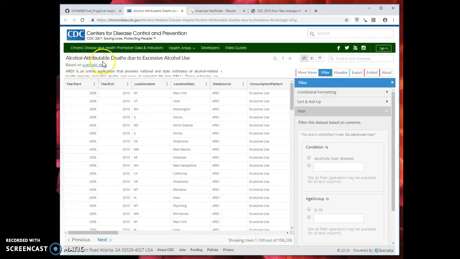I'm marrying two data sets. One is the CDC alcohol attributable deaths due to excessive alcohol use. This takes the average by the various categories, which are state, age range, gender, and cause, for a 4-year period and reports them in 2010. So it's a static data set that's showing an average. It is not showing amounts for each year over this period. It's just showing the average as of 2010.